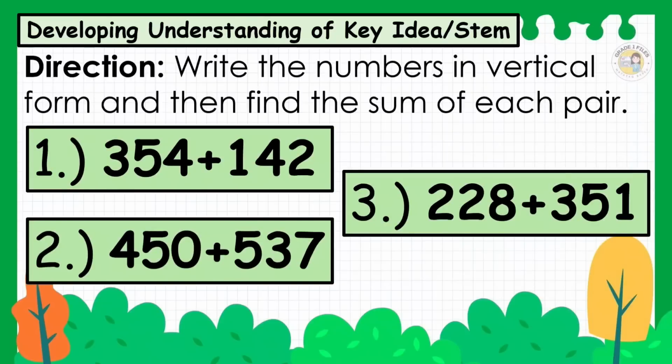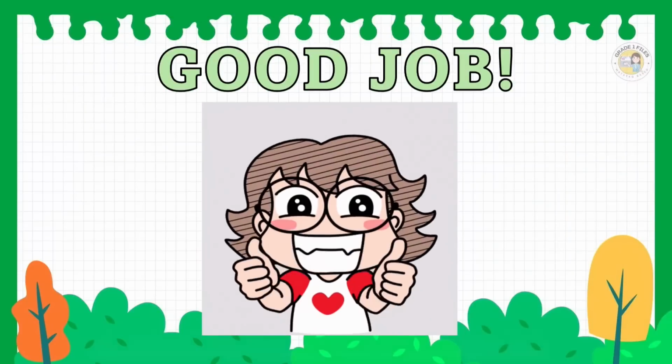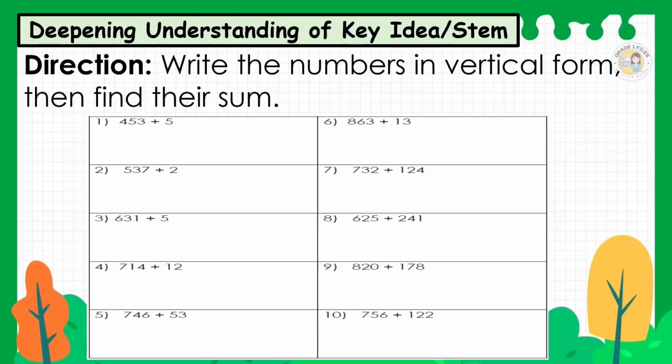Now, write the numbers in vertical form and then find the sum of each pair. How did you find the sum of the given numbers? Now, write the numbers in vertical form, then find their sum.